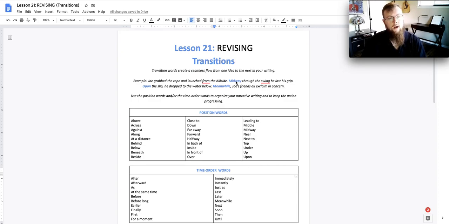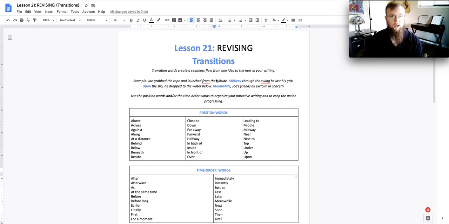So these blue highlighted or bolded words are your transition words. And there's two types of transition words. There are position and time order transition words, and they function differently. So the terms midway and upon are position words. Midway through the swing. So it is in the position of halfway through the swing. Okay? That is transitioning the reader into, okay, midway through.